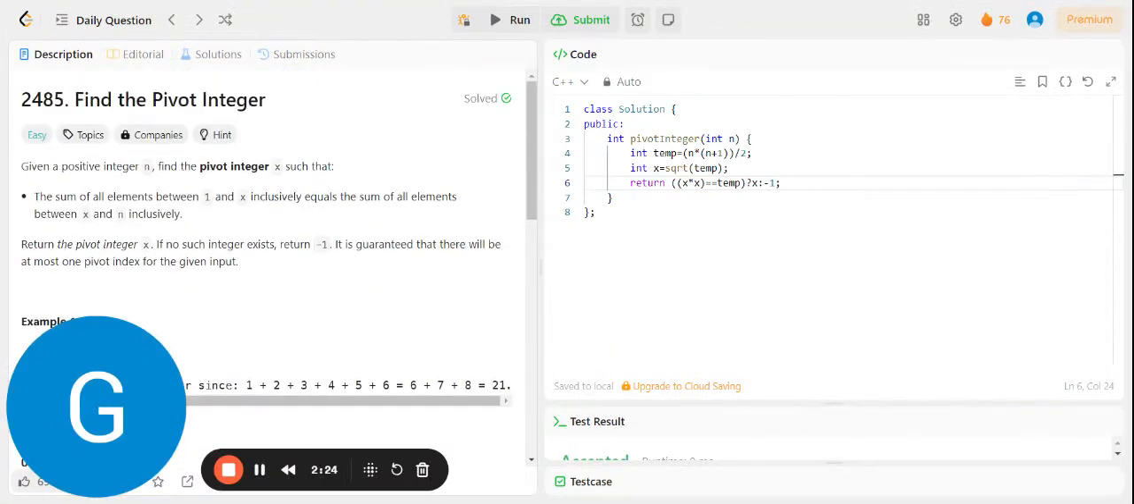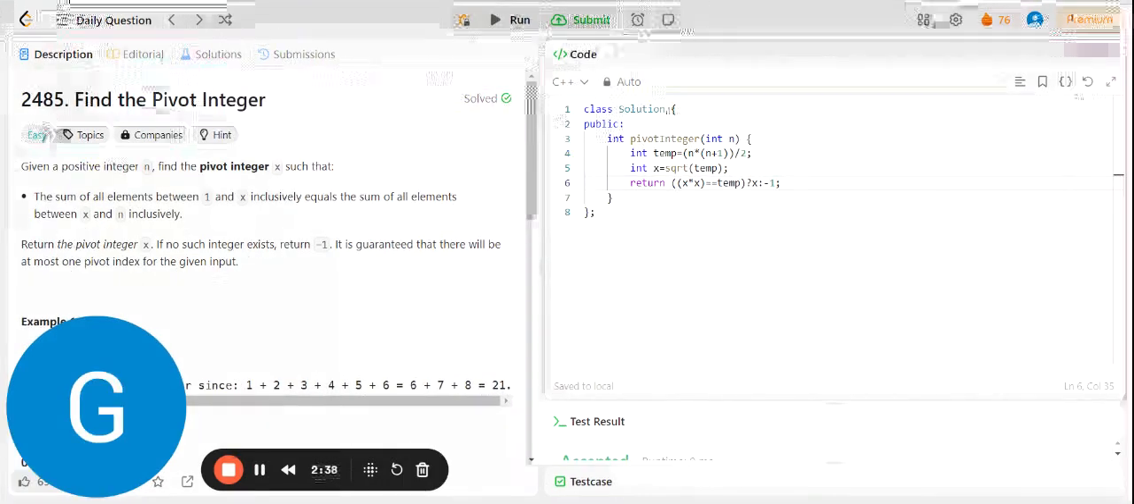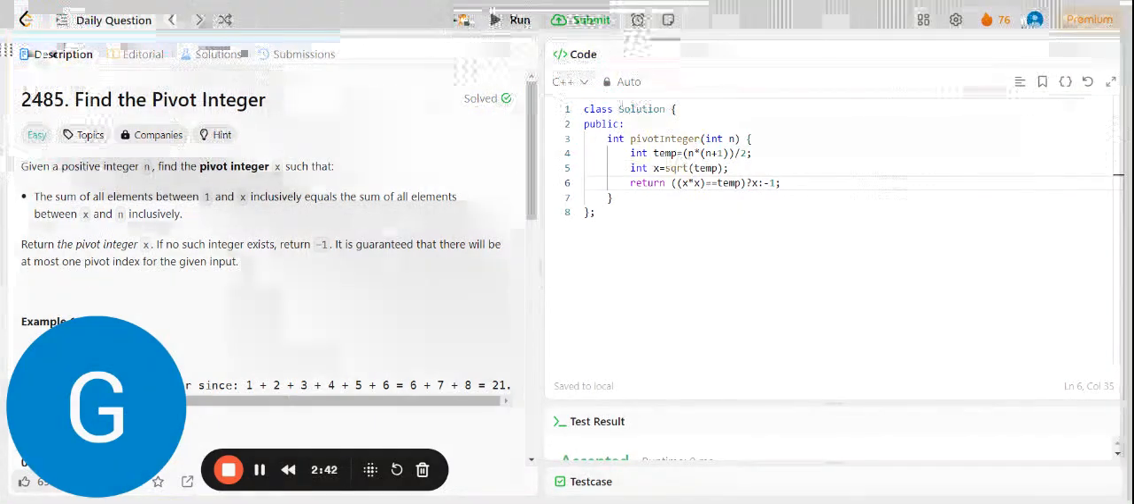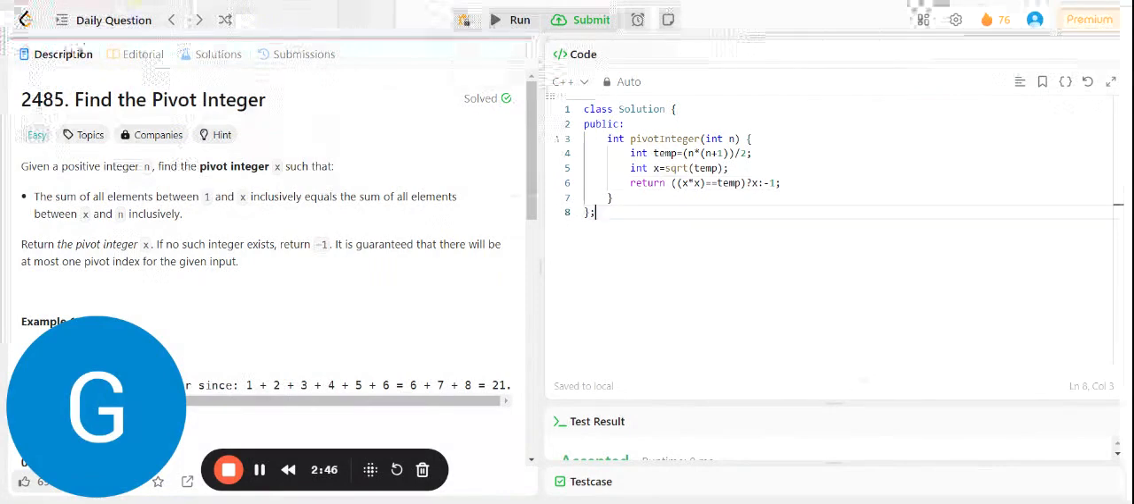Let's see the coding part. Here, the main intuition is, first, the brute force: you can check for every integer from 1 to n, and if such an integer, the pivot number, has the sum of elements from 1 to x equal to x to n, then you can return that integer. And the another approach is here.